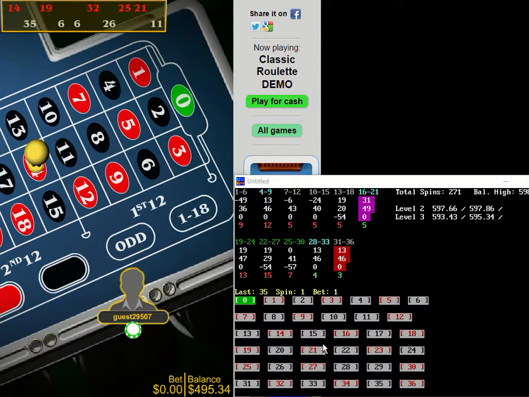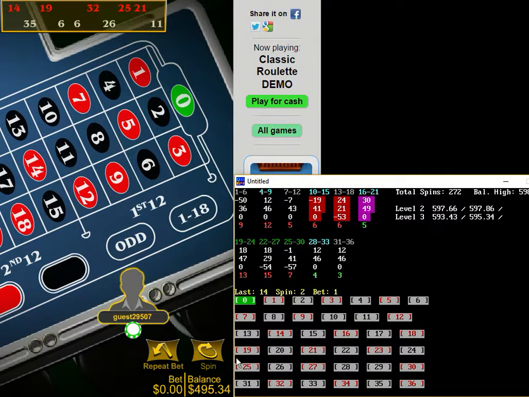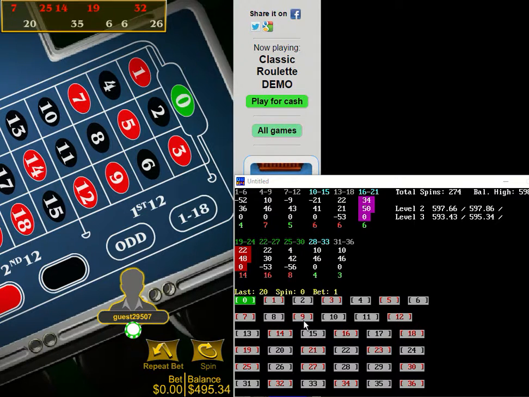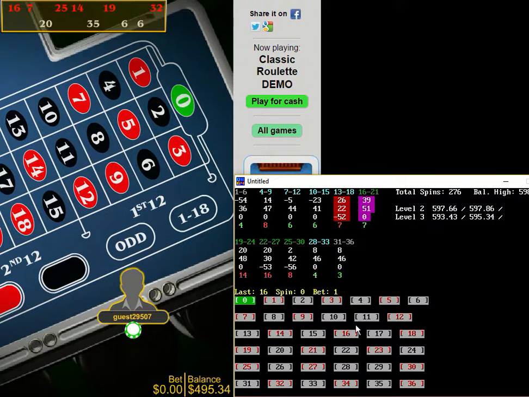This is a week four STR. 14. Yep, there it is. It hit both of them. And 20. Okay, good. Keep going here. Still not betting. No way. 7. All right. 39.